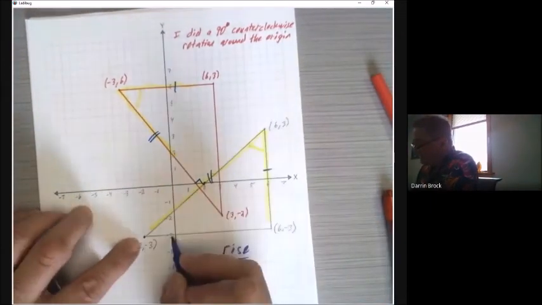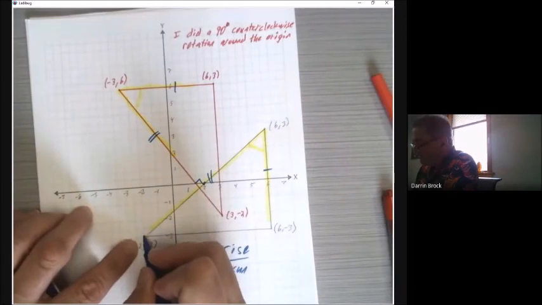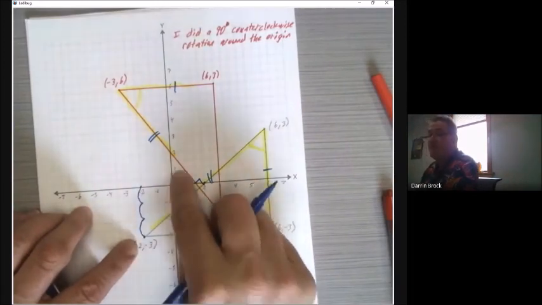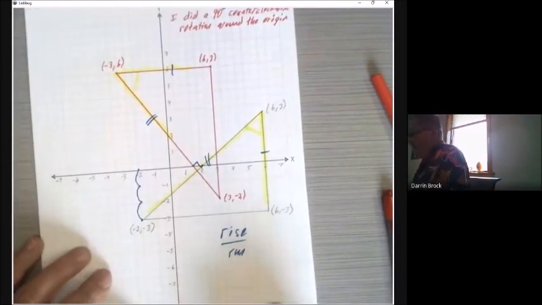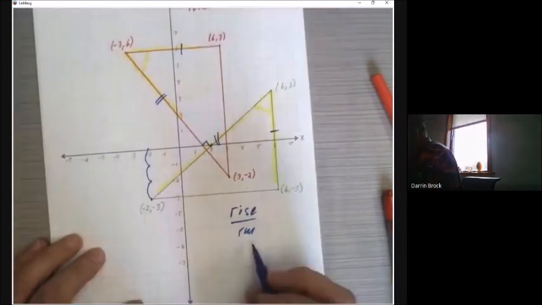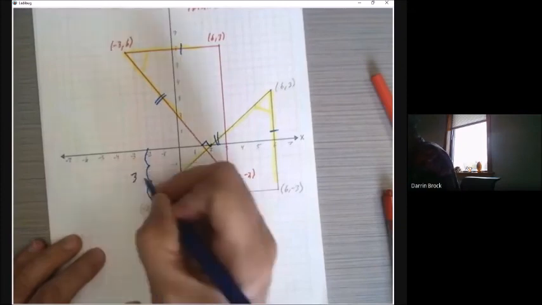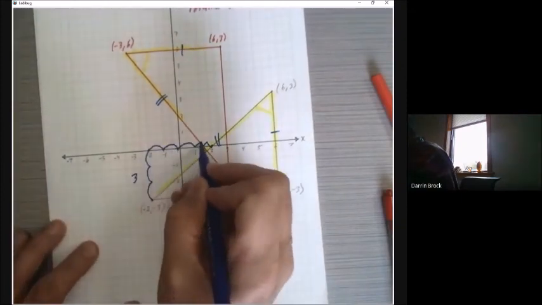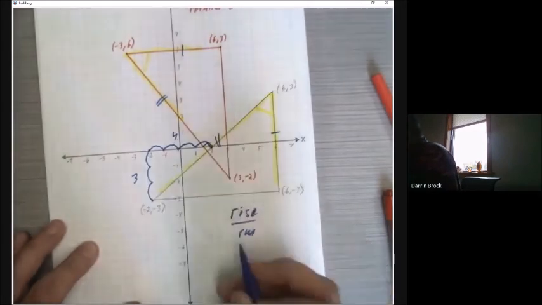It's 3. It went 1, 2, 3. Remember, every other box is a 1 for my graph. So rise over run, it rose 3. And then how far did it run? It goes from -2 to -1 to 0 to 1 to 2, so 4. So the slope is 3/4.